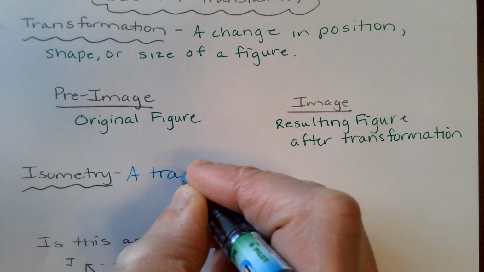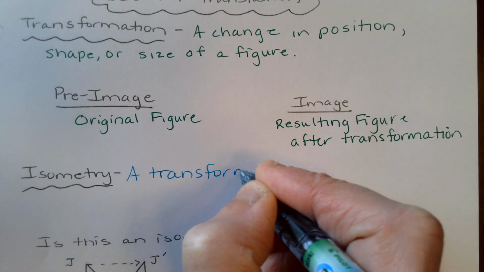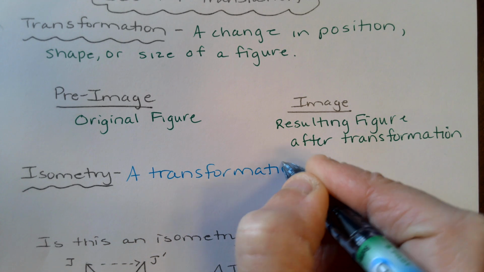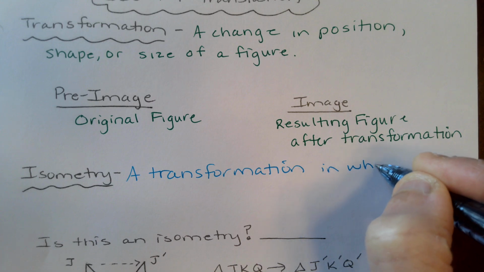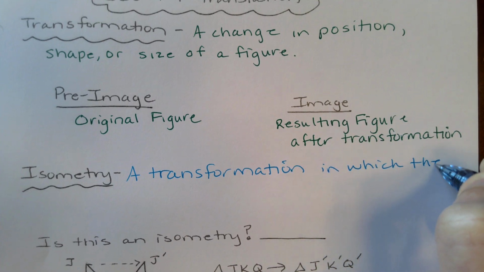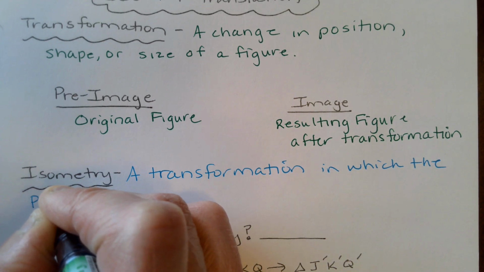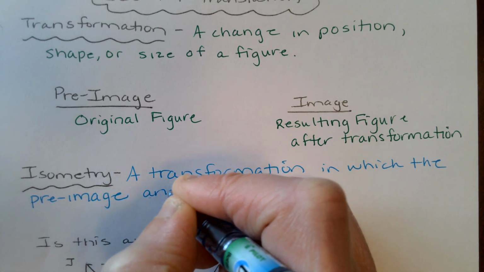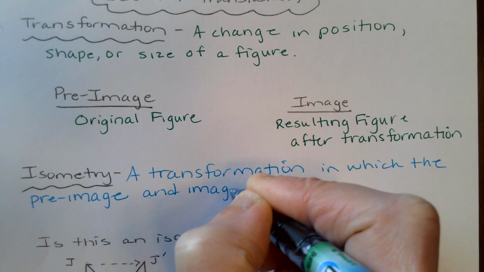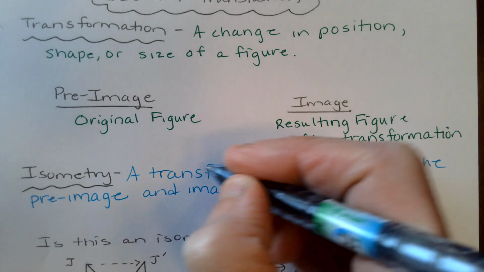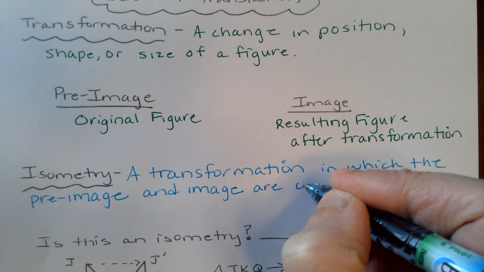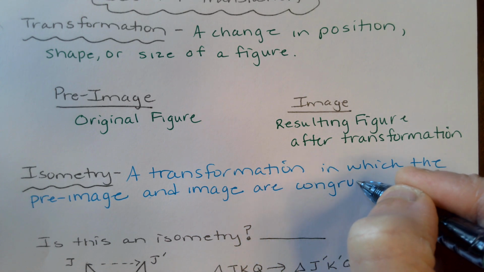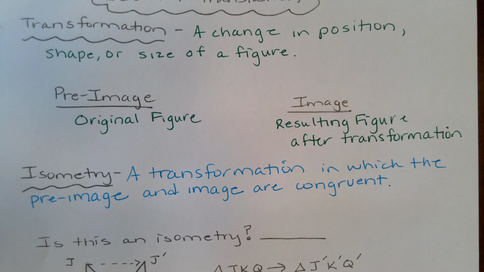A transformation in which the pre-image and image are congruent.